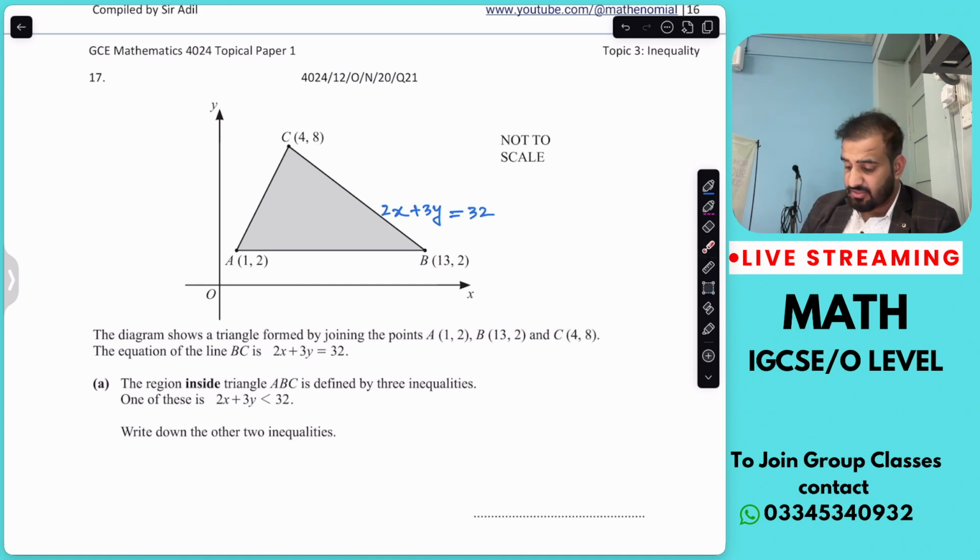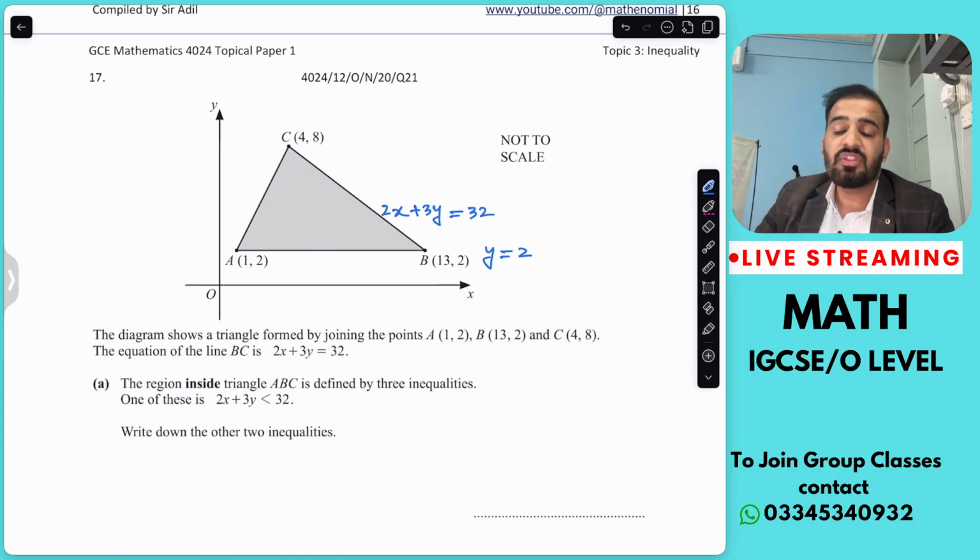The region inside the triangle ABC is defined by the three inequalities. One of these inequalities is this one. So we have to find the other two inequalities. There are two remaining sides. One of the sides is this AB, which has equation y is equal to 2, because it's a horizontal line at 2.